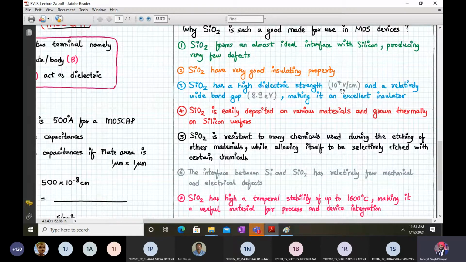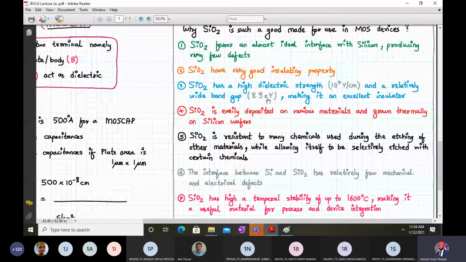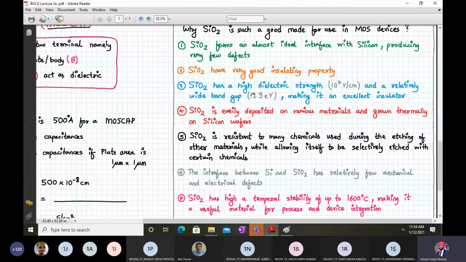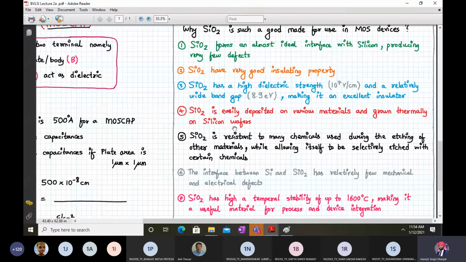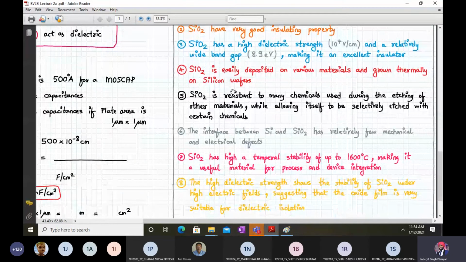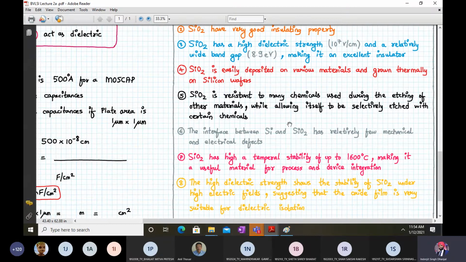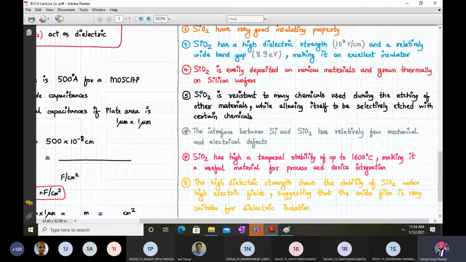And it has a relatively very wide band gap, 8.9 electron volt. We'll come back to this band gap. In short, such values make sure it is an excellent insulator. The remaining points, I guess y'all can go through them. I'll share this with y'all. I have mentioned the important parameters.